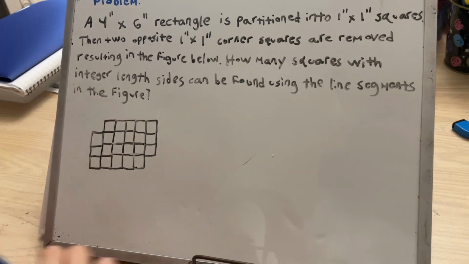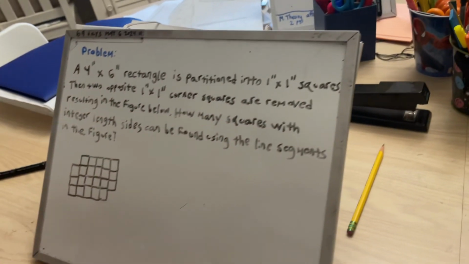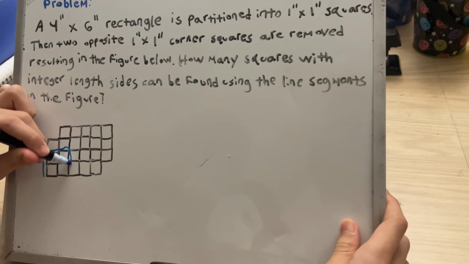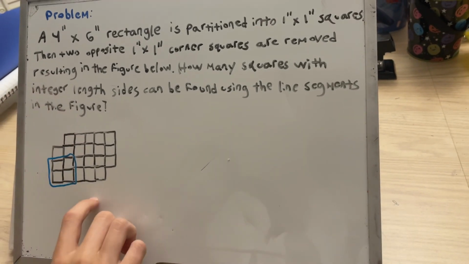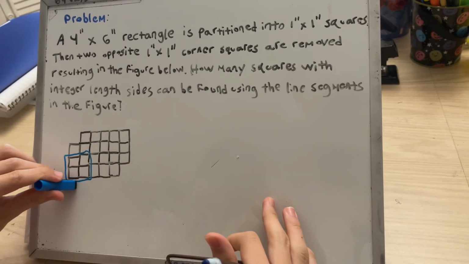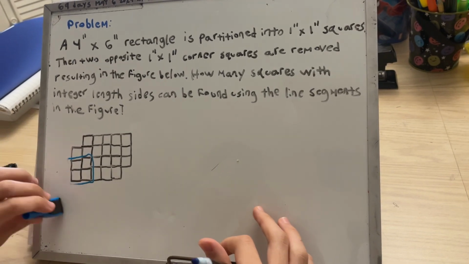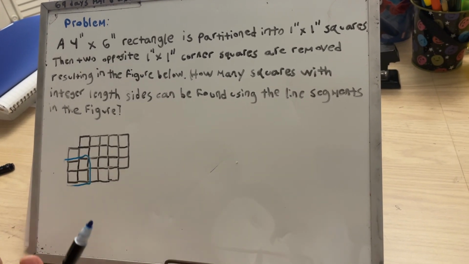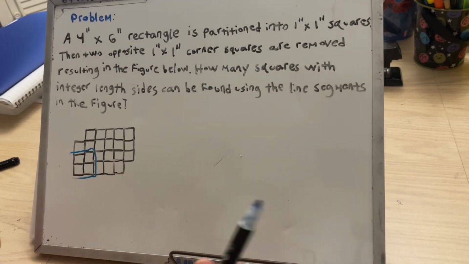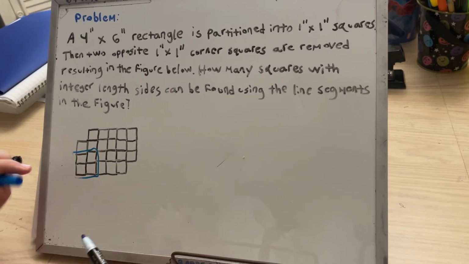So for example, we get a different color. This here, if I were to outline this, would be a square made using the line segments in this figure. So that's an example of one. Now, of course, it would be quite hard and cumbersome to go through this entire figure and draw lines over every single possible square. That would be very error-prone, and you'd likely get the wrong answer anyway.